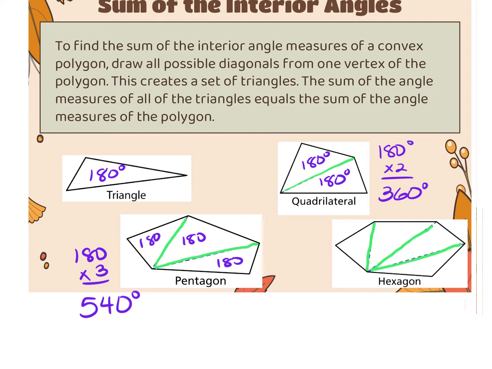But let's go ahead and take a look at what happens and how we can form a formula so we don't have to draw the figure and then draw in the diagonals.